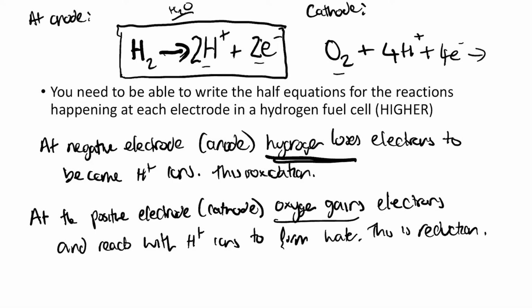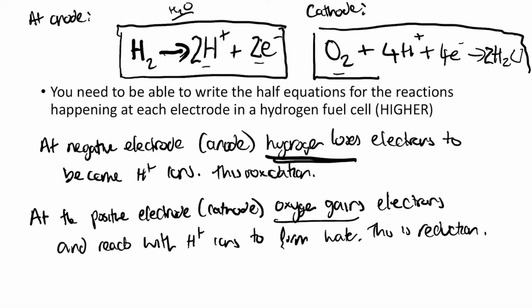And this forms H2O. But of course, this isn't balanced, and to make this balanced, we need to just add a 2 in front of here. And that is our half equation at the cathode. O2 plus 4H plus 4e minus produces 2H2O. And this bit here is a nice little summary.